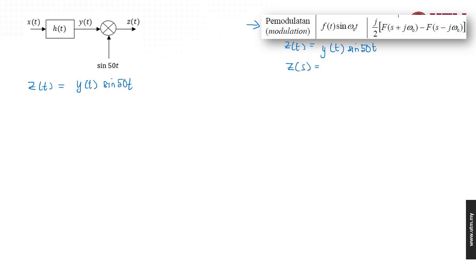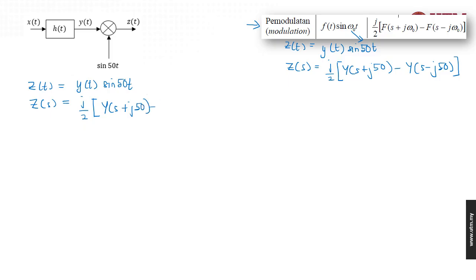zs equal to g over 2. So f becomes y, in this case ys plus g. What is your omega naught? So omega naught is 50. So g 50 minus ys minus g 50. Okay, so now your zs equal to g over 2, ys plus g 50 minus ys minus g 50.